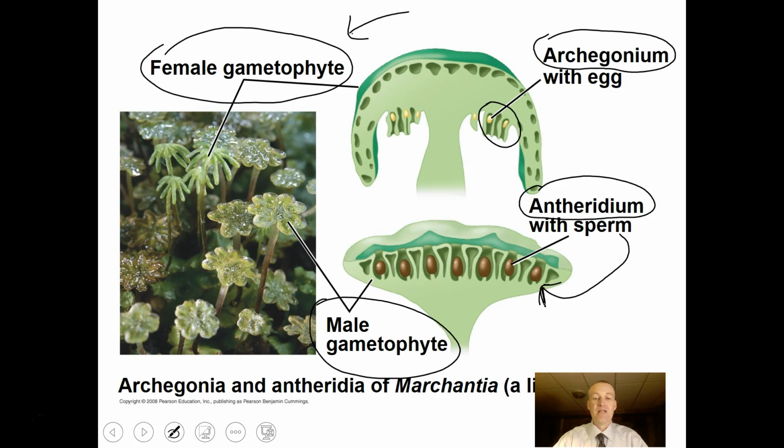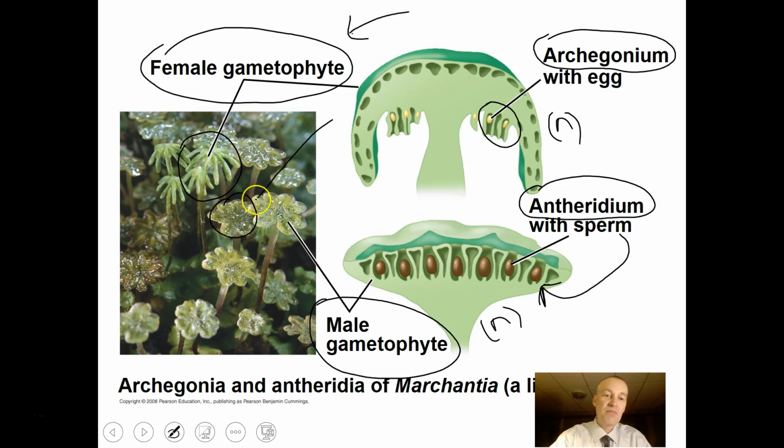Now, since these are haploid, that process is mitosis. Remember, these structures, because they're gametophytes, are haploid. There's already only one set of chromosomes, so they undergo mitosis to produce the eggs and the sperm. In this diagram, you can see that the female part is a little higher than the male part.